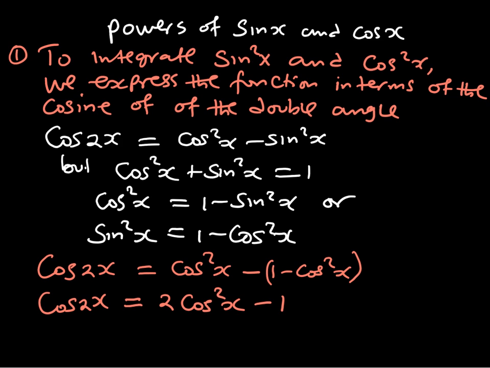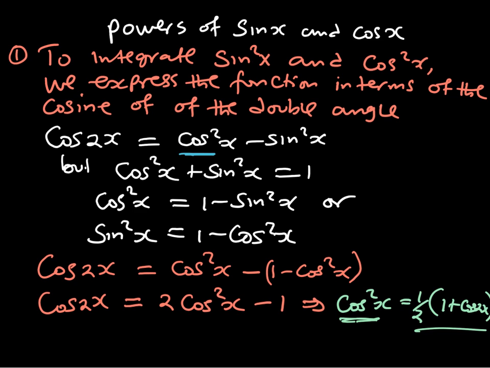Now, if I decide to make cos squared x the subject, then I can say that cos squared x is 1/2 of 1 plus cos 2x. So when we are integrating cosine squared, we make use of this and find the integral. Or, at this stage, you can decide to substitute for cosine instead of substituting for sine, which will give us the identity which I'm writing on the next page.